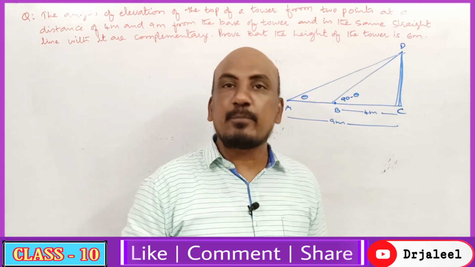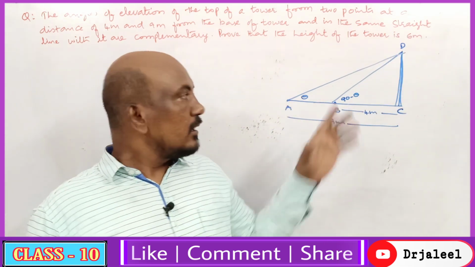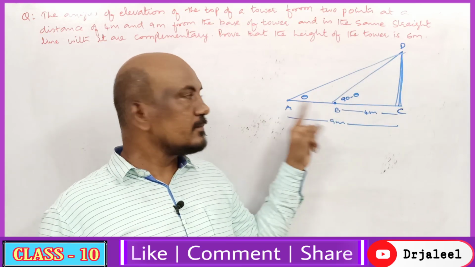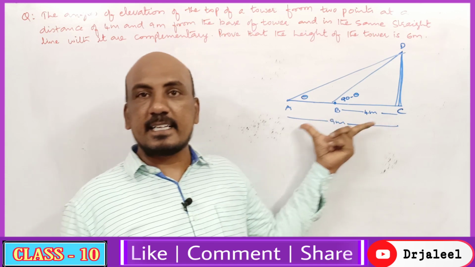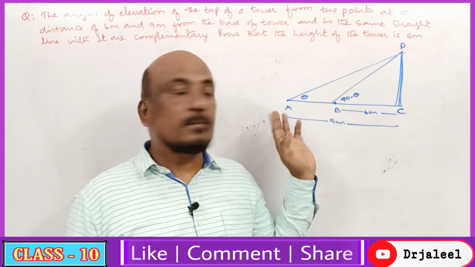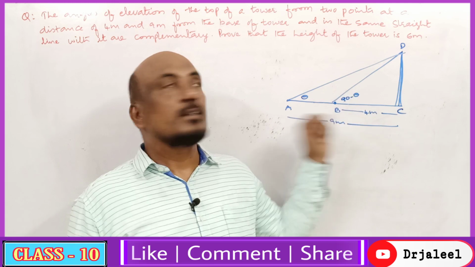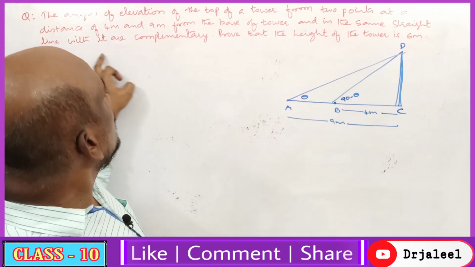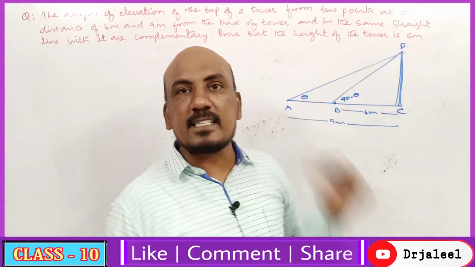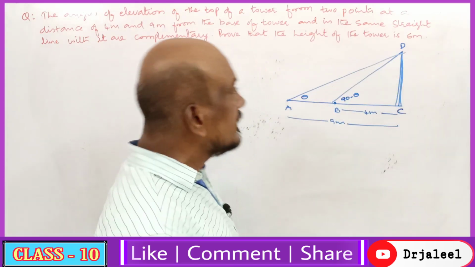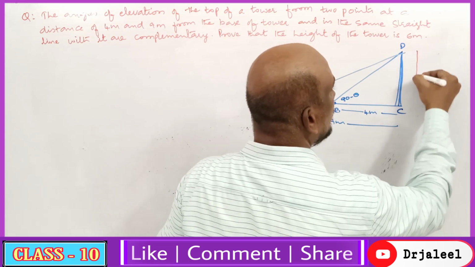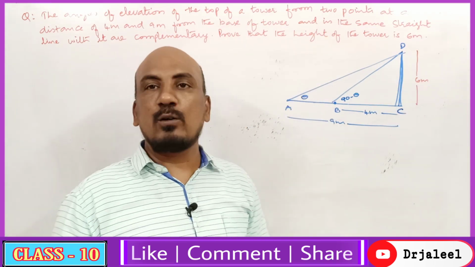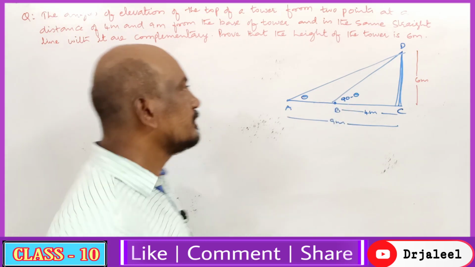It's one of the most important problems, beta. Once again, the angle of elevation of the top of the tower from 2 points which are 4 meters and 9 meters away from the foot of the tower are complementary. Then what is he asking? Prove that the height of the tower is 6 meters. We need to prove that the height of the tower is how much? 6 meters it seems. So let us first describe the figure.